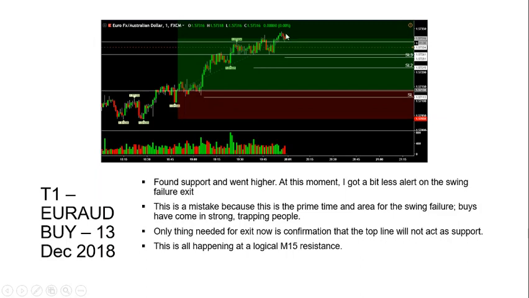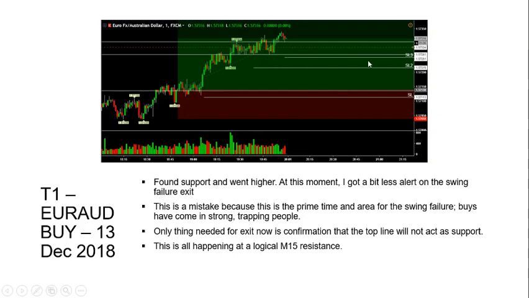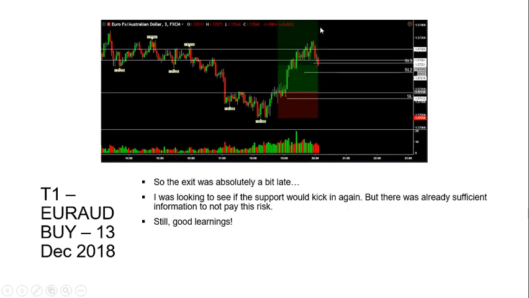It's only confirmed when it breaks down this white line over here. And the fact that this is all happening at a logical resistance, I was looking to get out. So the exit actually happened a little bit late because I still had my SL at this SL3 area. I had moved it up, but I was just looking to see if the support would kick in again.